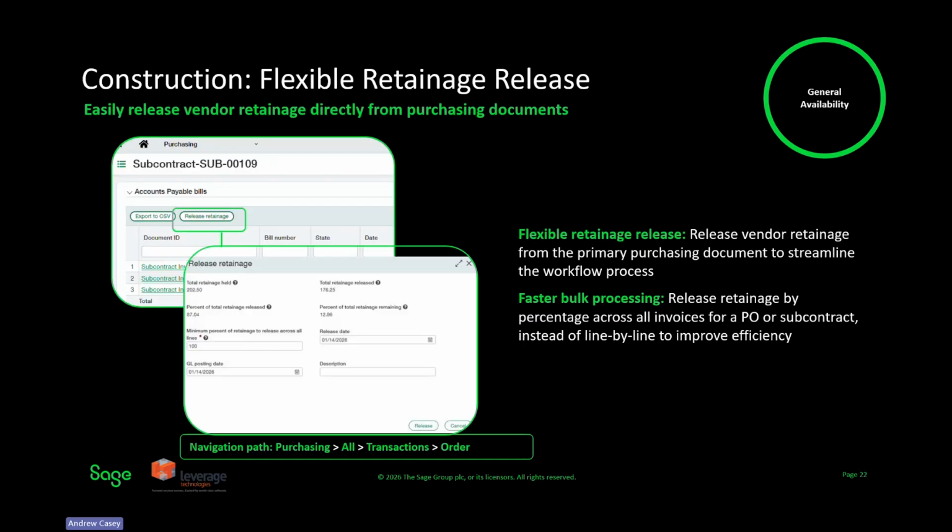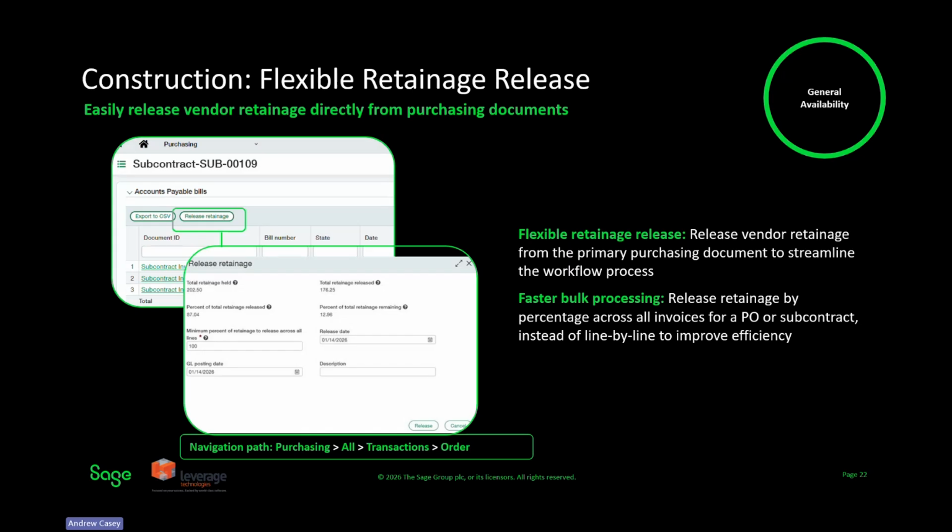For construction companies, there's a new construction feature, flexible retainage release for both AP and AR. This makes retainage release faster and easier to manage. You can release supplier retainage directly from the primary purchasing document, so you don't have to jump between records or take extra steps to get the job done.